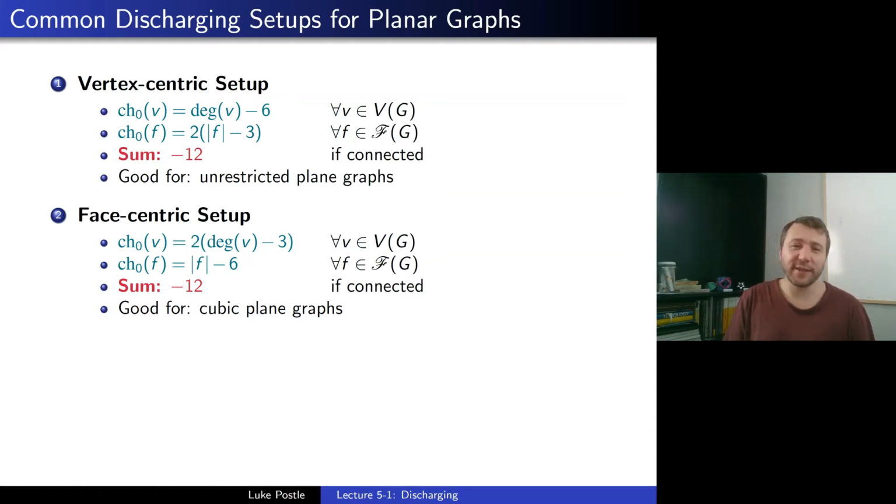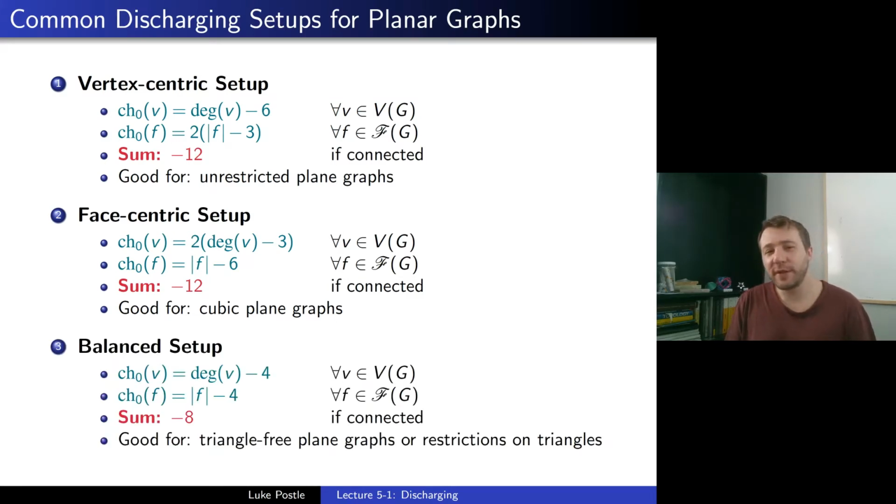So there's vertex-centric, there's face-centric. Well, you could do a balanced approach. Here's a balanced setup where vertices and faces are weighted equally. We make the charge of a vertex be degree of v minus 4, the charge of a face be f minus 4, and the sum be negative 8.